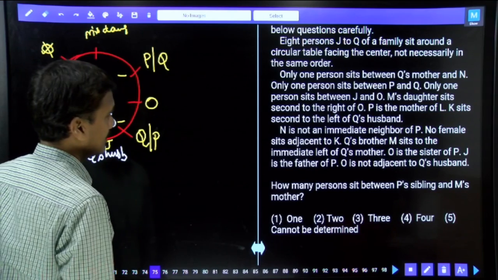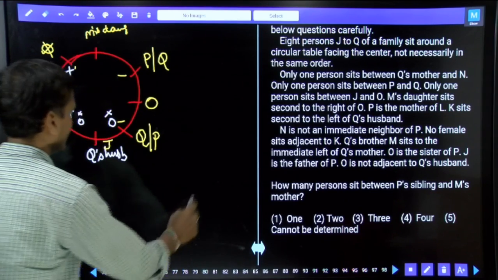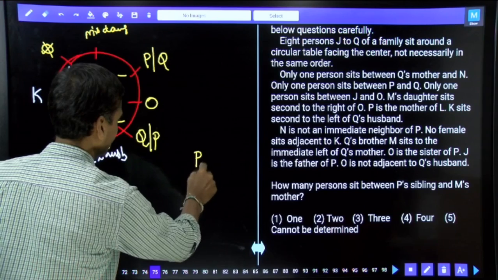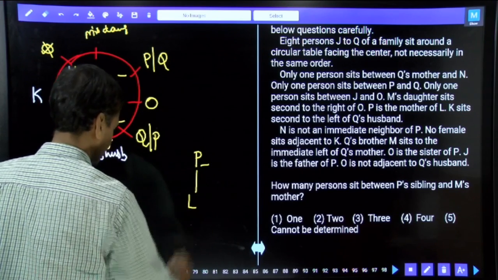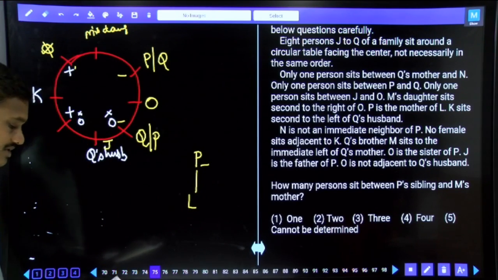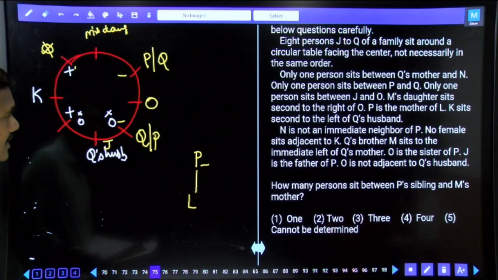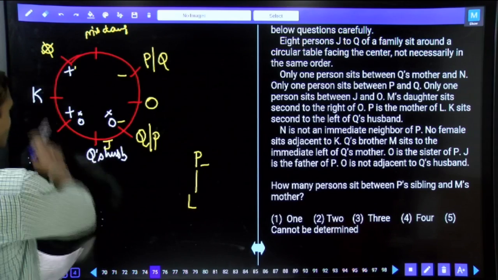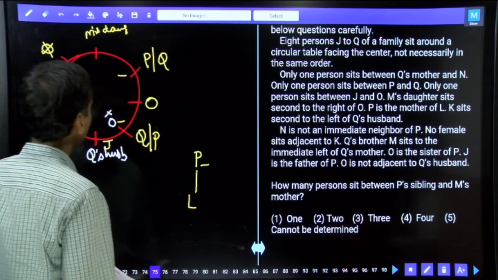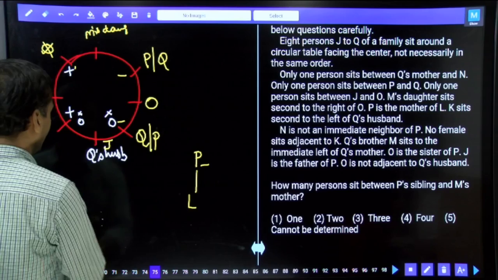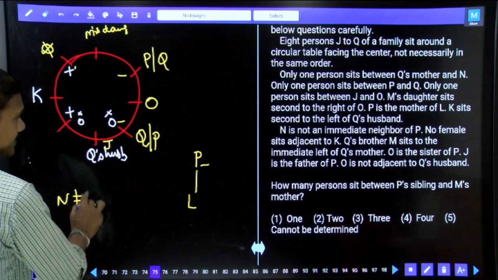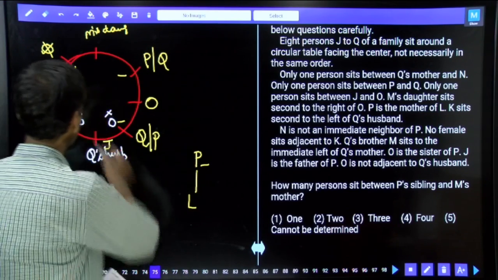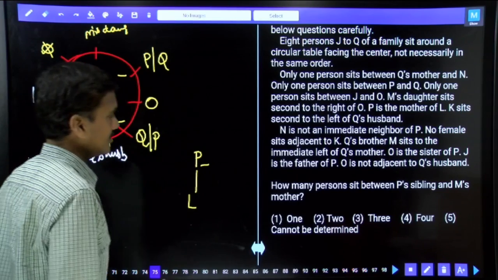And next one. P is the mother of L. Now this P is the mother of whom? P is the mother of L. Tell me whether we can represent this one or not. Next one. K sits second to the left of Q's husband. N is not an immediate neighbor of P. N and P cannot be adjacent to each other. Next one. No female sits adjacent to K. Both the adjacent persons are males.